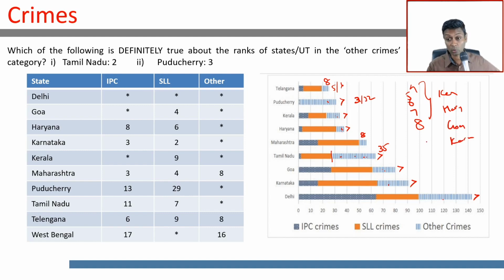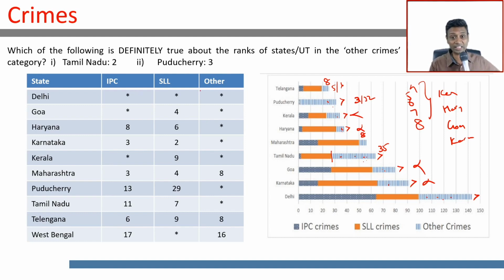Wonderful. Now, the only thing we need to worry about is the remaining part. So we've already accounted for Goa, Karnataka, Haryana, Kerala. Puducherry and Tamil Nadu. Tamil Nadu will be ranked better. So 2, 3. The only thing we need to verify is Delhi. If Delhi is higher than the 35 for Tamil Nadu, we can make this inference. Delhi is 10, 20, 30, 40, more than 40. So very simple.